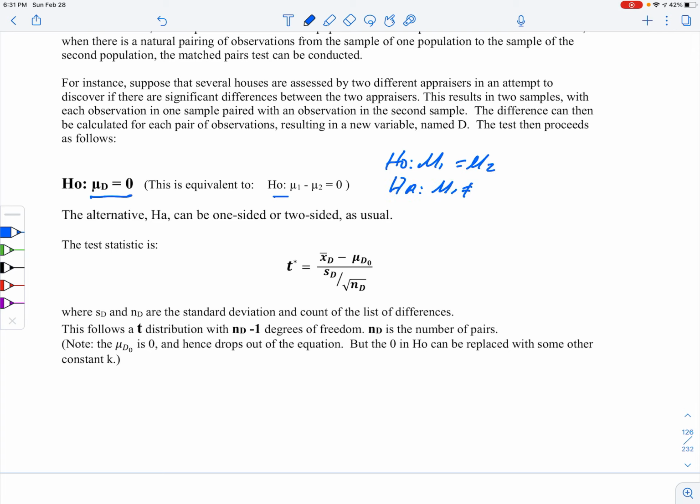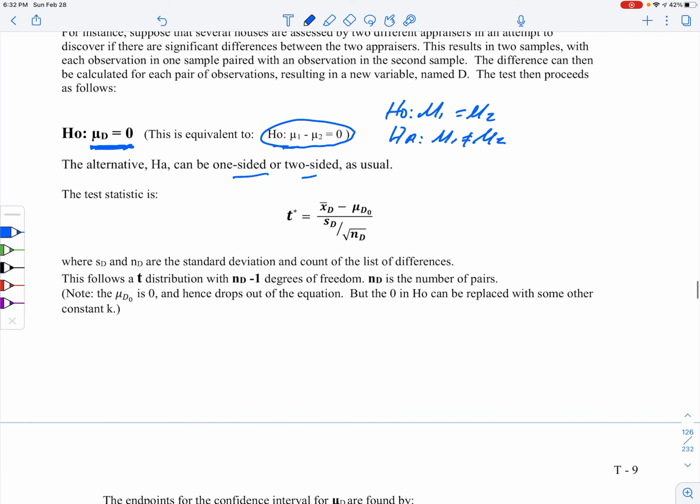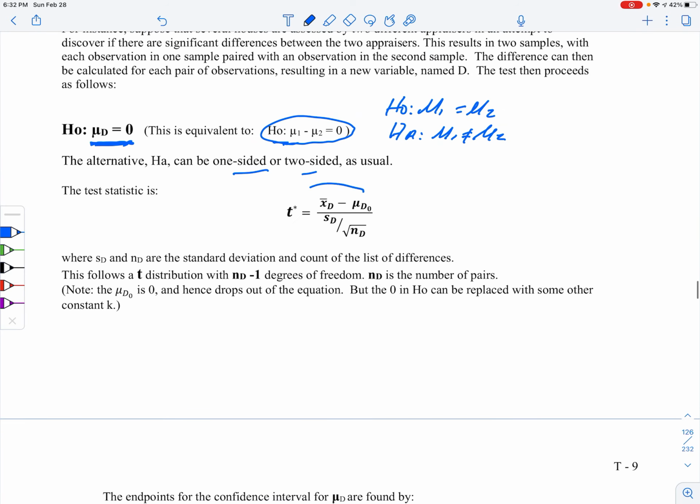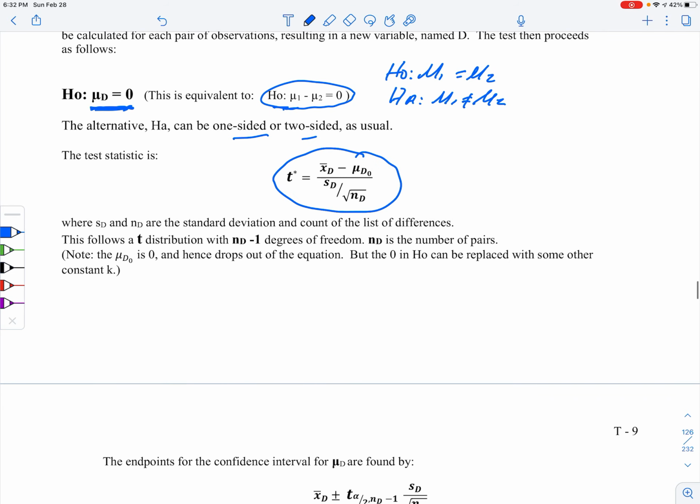So you could certainly write it that way. Of course, that means that the differences are 0, or this is also how you could write it, is that the difference between the two is equal to 0, the mean of the differences. And the alternative, of course, can be one-sided or two-sided, the usual kind of stuff. This is what the test statistic looks like. It's just a simple t-test, but we have to calculate then the mean of the differences and the standard deviation of the differences.